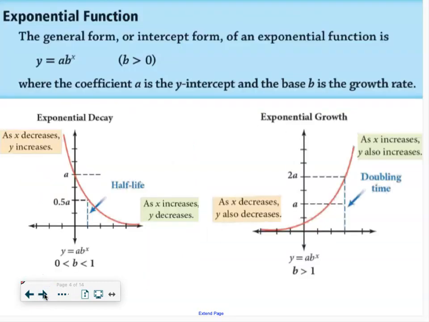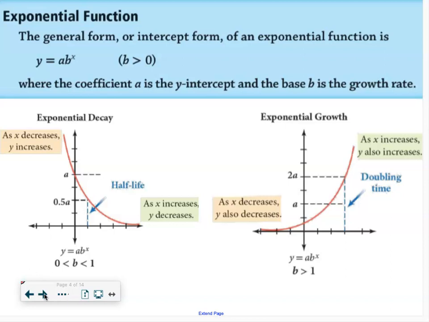So, two main types of exponential functions. We have decay and we have growth. The names are pretty self-explanatory. Decay means that your function, the value is going down. So if you look at your decay graph, it's decreasing as you go from left to right. And then your exponential growth, of course, is increasing as you go from left to right.